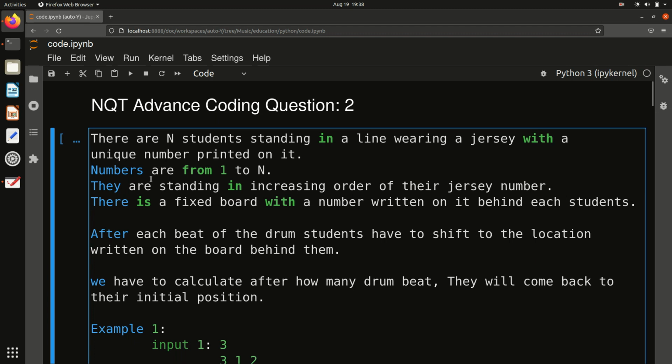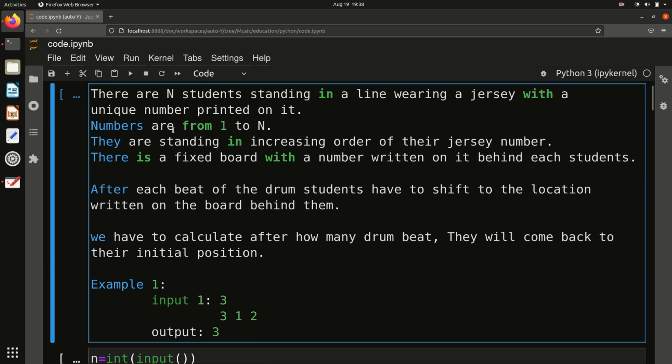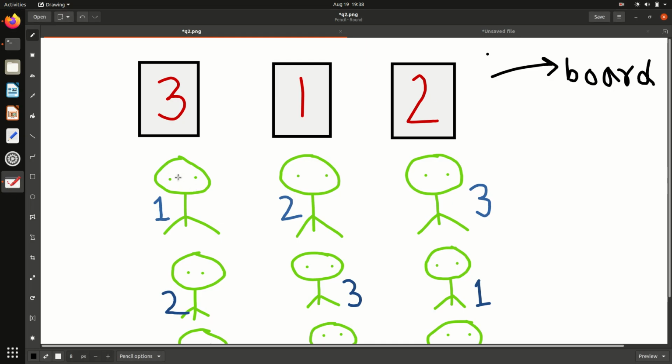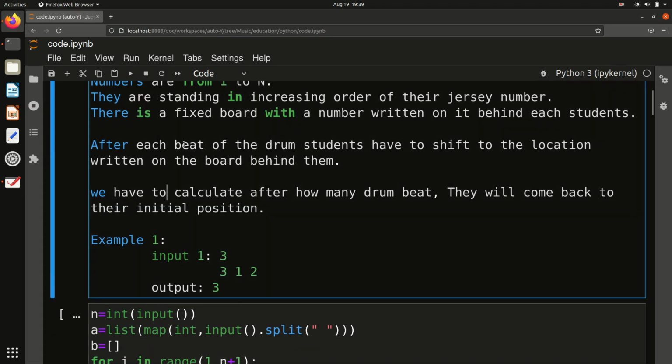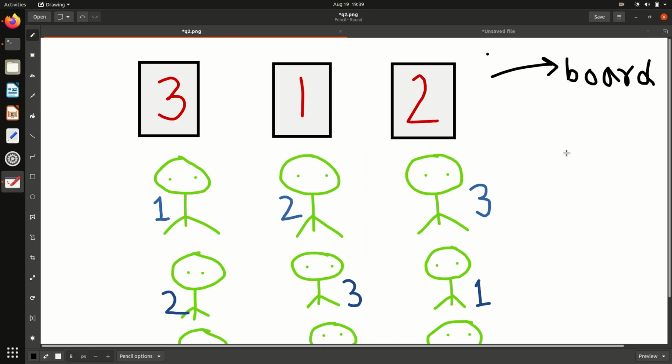Now it is saying that there is a fixed board with a number written on it behind each student. As you can see, this is a student, and behind this I have made a board, and this board has a number written, and it is behind each student. And then it is saying that after each beat of the drum, a student has to shift to the location written on the board behind them. So there will be one drum beat, and after the drum beat, the student has to change their location.